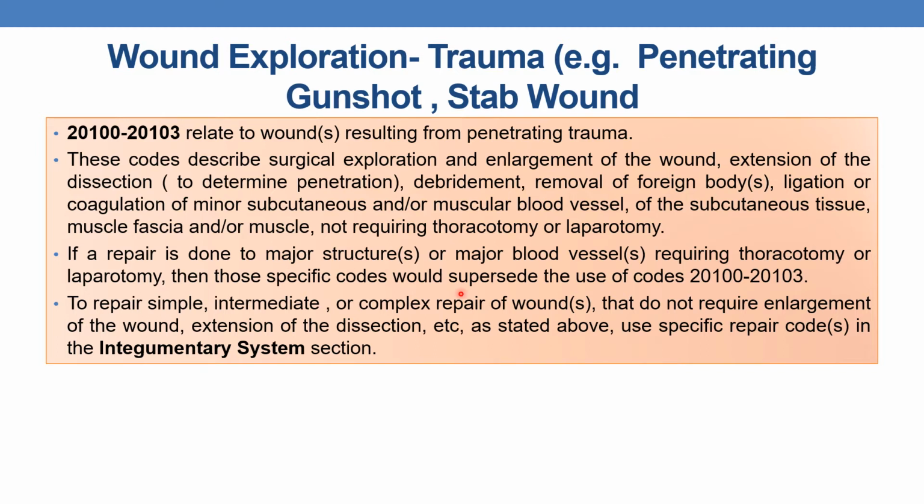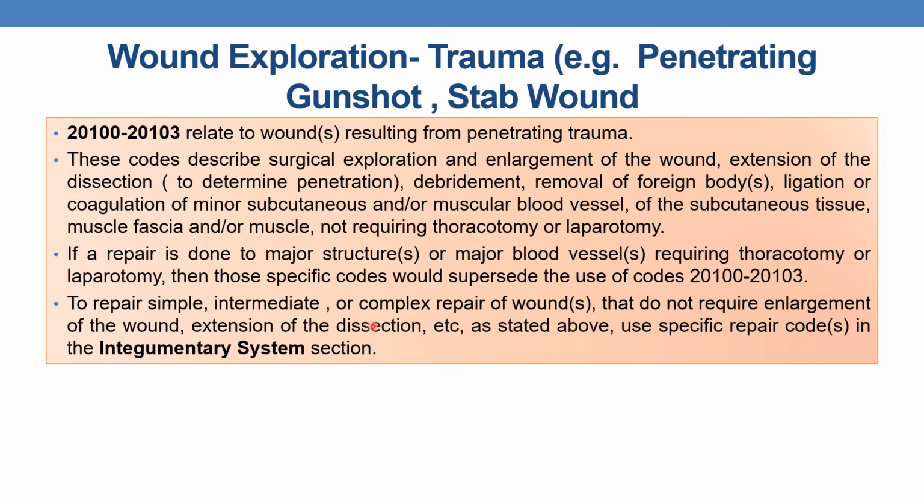If repair is done for major structure or major blood vessel requiring thoracotomy or laparotomy, then those specific codes would supersede the codes of 20100 to 20103. Usually the codes 20100 to 20103, which relate to wound for penetrating trauma, do not require or include thoracotomy or laparotomy. If a repair is done to major structure or major blood vessel requiring thoracotomy or laparotomy, these specific codes would supersede the codes 20100 to 20103.